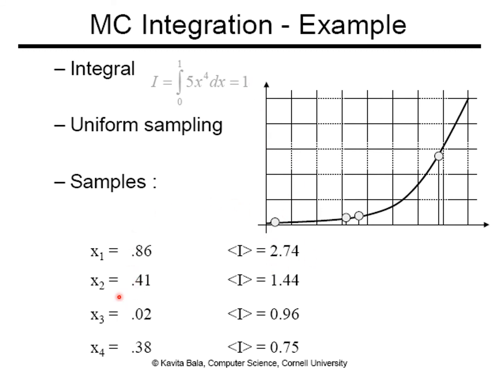And for the next sample, we got this value and now it gets bigger, then it gets smaller, 1.44. And the third sample gave a very small value, 0.02, and then our estimator becomes smaller than 1. Again we got a small value, even smaller, 0.96, but as we take more samples, it will actually converge to 1.